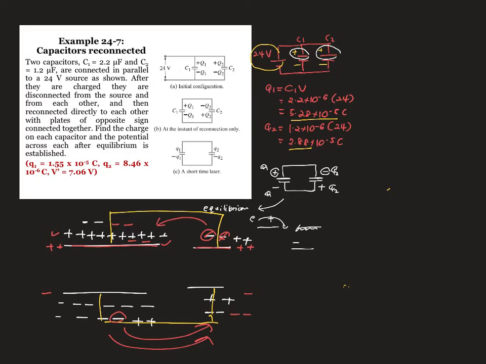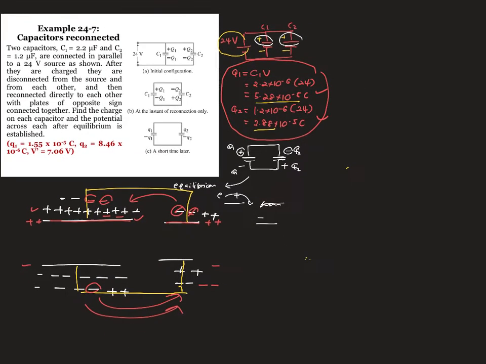The question asks you to find the charge on each capacitor and the potential across each after equilibrium is established. You need to understand that if you reconnect with the opposite sign, the charge is going to move, but the total amount of charge stays equal to the total charge before. This is the only charge that can move when it's connected to the battery, but once it's reconnected with a different sign, some of the charge is going to move, like I mentioned before, electrons moving here. So we need to find the new charge for each capacitor once it reaches equilibrium.